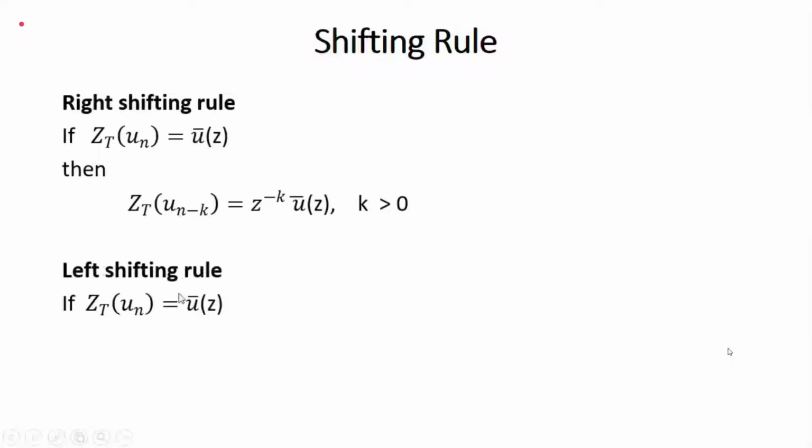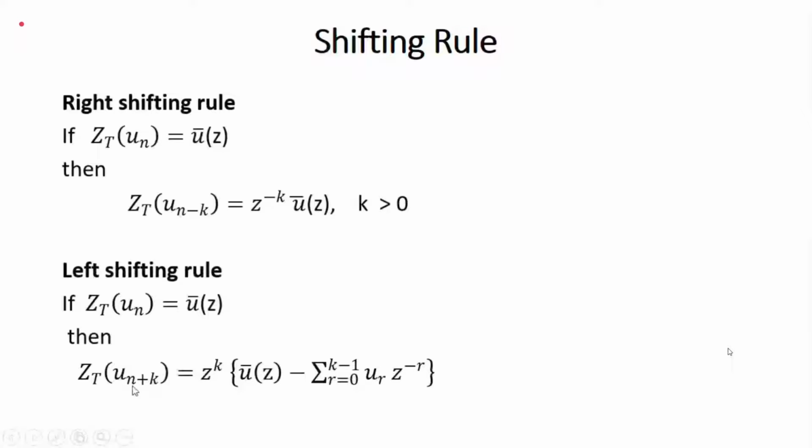What does the left shifting rule say? If the z transform of un is known, then the z transform of un plus k is z power k into this. Make a note of the last line. So we'll try to prove it.